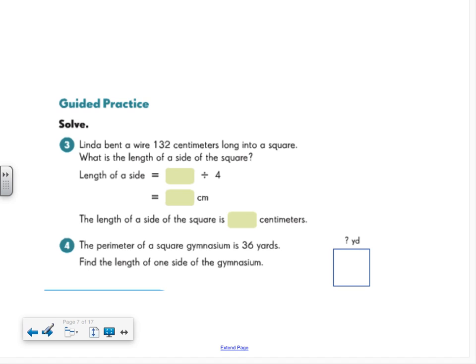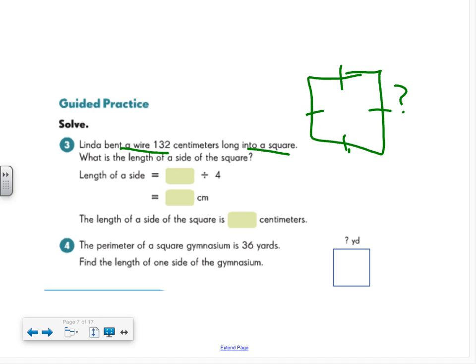Linda bent a wire 132 centimeters long into a square. So she's bending a wire into a square. Okay? And what is the length of one side? All right, I'm going to have you pause and then unpause when you're ready.